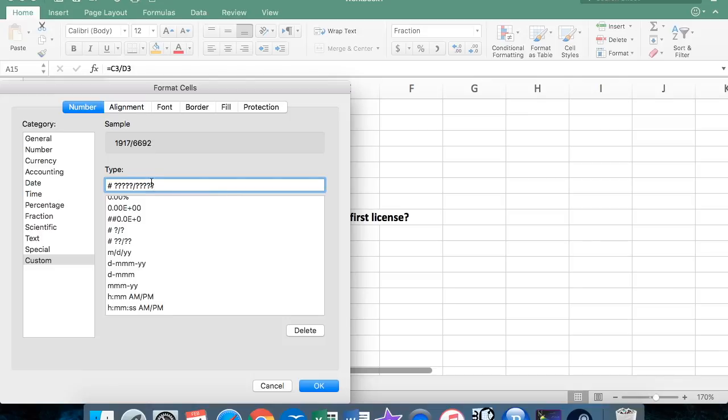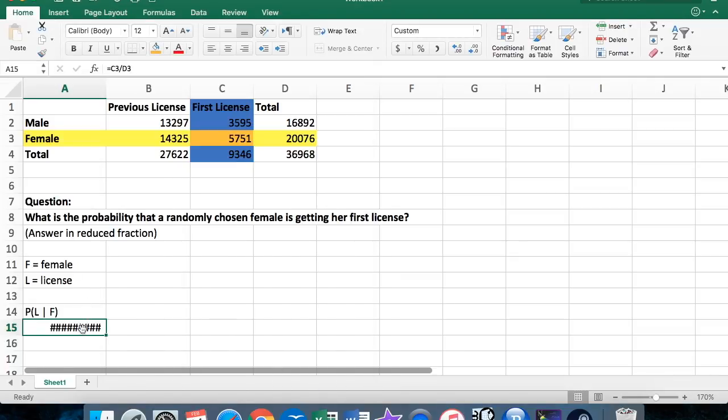And don't worry if you add a lot of question marks, it will still only give you the most reduced fraction. Even if I say express this fraction in, I don't know, 8 digits or 9 digits, however many I have here, even if I increase the question marks a bunch, it's still going to give me the fully reduced form. That's kind of nice. But you hit OK, and OK.